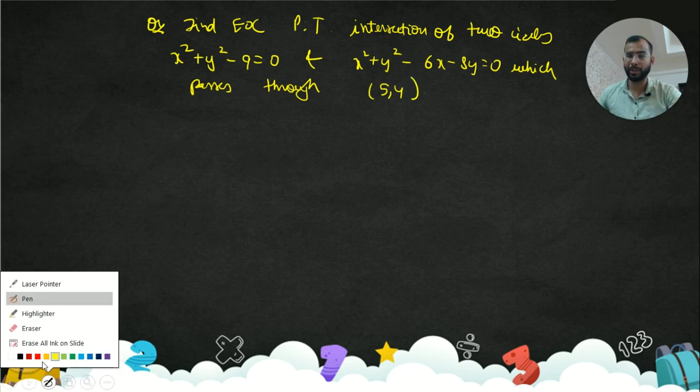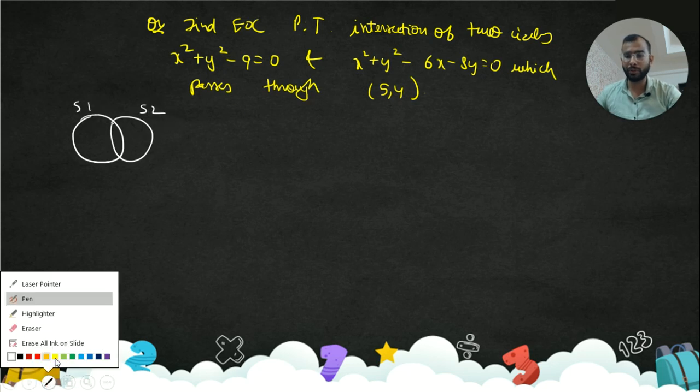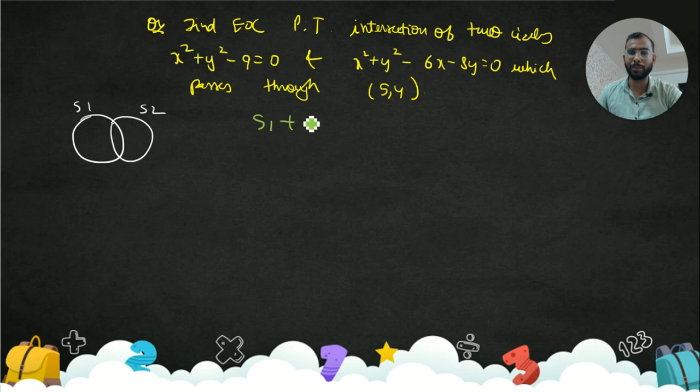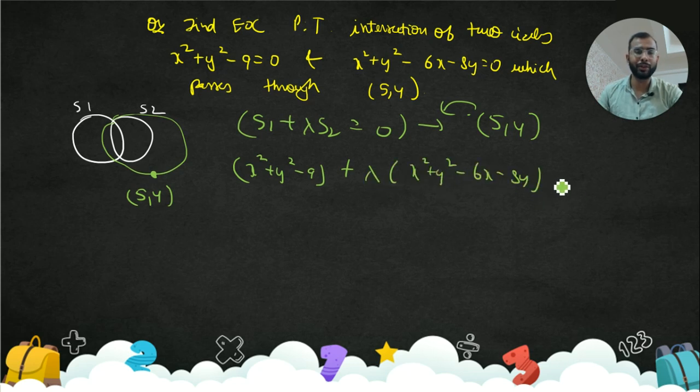Did you understand? Didn't understand? Let's understand. Look, there is a circle S1, there is a circle S2, how many circles pass through their intersection? Infinite circles. What is the equation of those infinite circles? S1 plus lambda S2. Now I will get this circle. Now it is passing through 5, 4. I will substitute here, as there would be one of the circles which is passing through 5, 4. Write this equation. S1 is x square plus y square minus 9 plus lambda into S2, x square plus y square minus 6x minus 8y equal to 0.